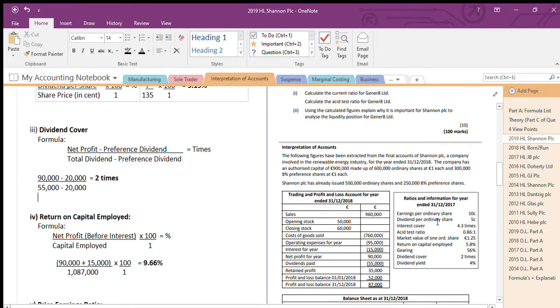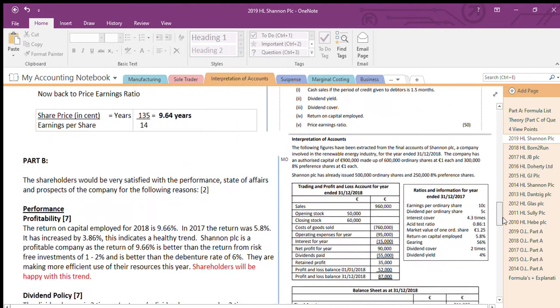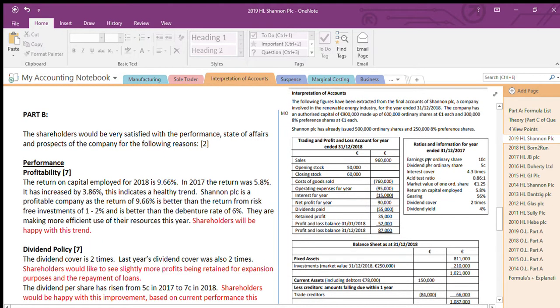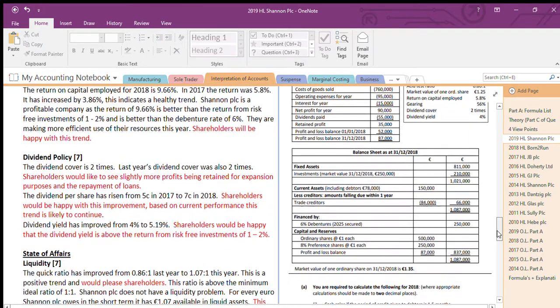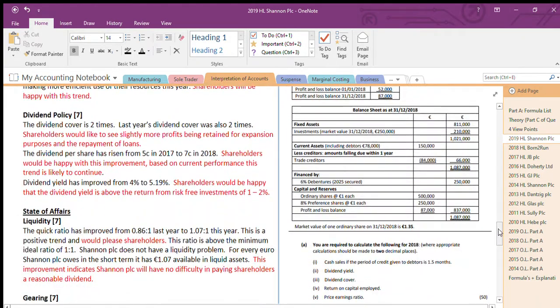And look at the question. This is the DPS from last year. This is the dividend cover from last year. And this is the dividend yield from last year. So I've already got the figures for this year, and they've given me the figures from last year. So all I have to do is comment on it. And it's quite simple.